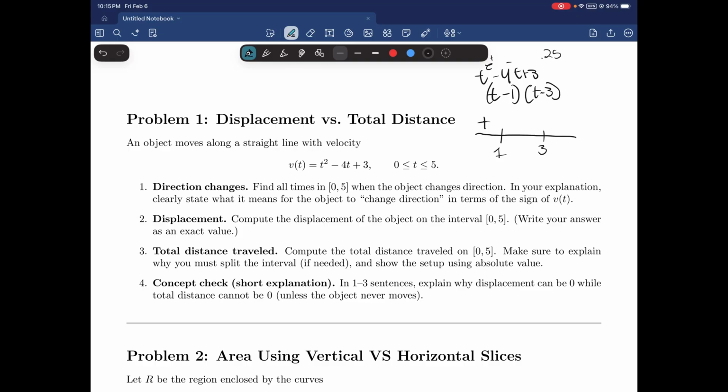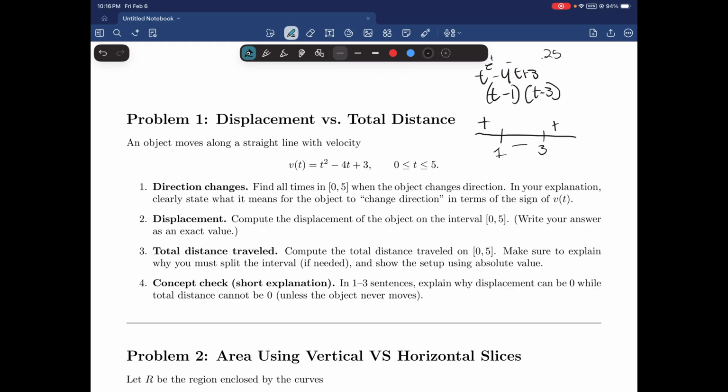Positive. And then let's plug in 2. So 4 minus 8 plus 3 is negative. And then plug in 4, that is 16 minus 16 plus 3, so positive. So we go from positive, negative, to positive.